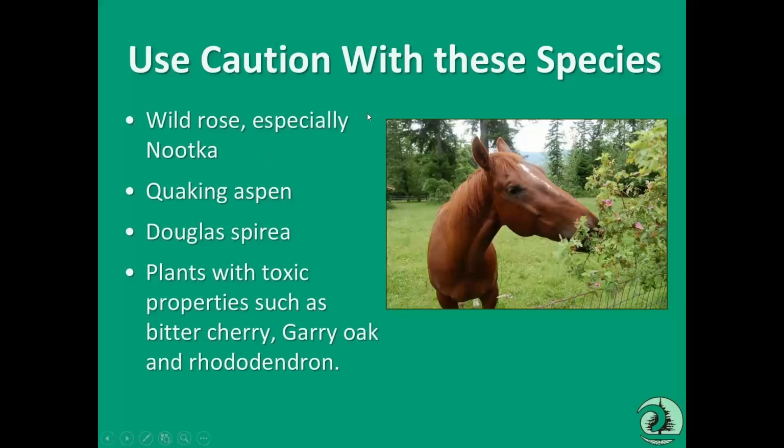Okay, so now we're going to move into which of these species that we should be a little bit more cautious using. The wild rose, especially Nootka rose, we need to be careful when we use that because it does have quite a bit of thorns to it, and it's thicket forming. So if you plant it along a fence line, it will try to move out into pasture areas.